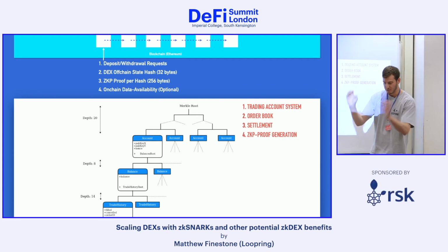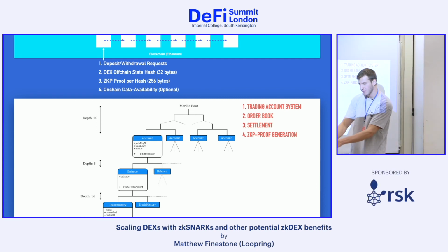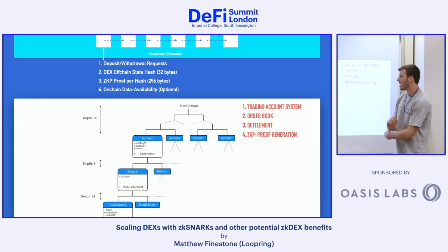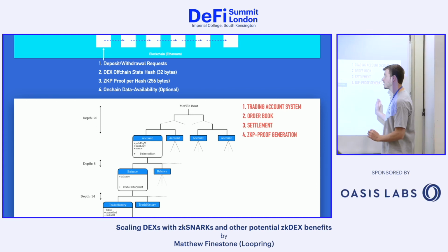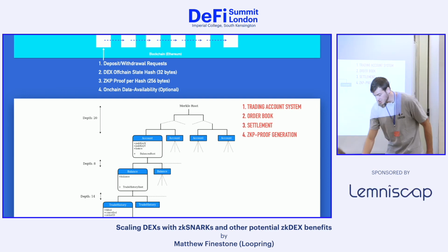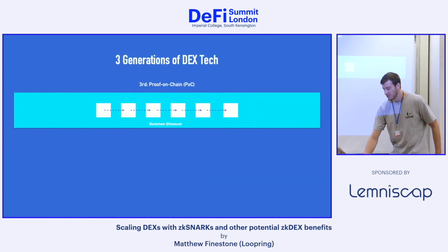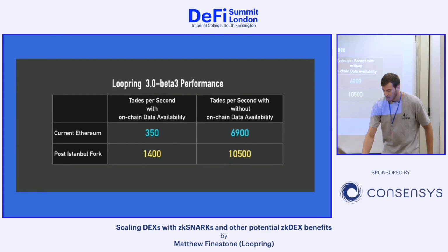So now you have the commitment of the new state, you have the proof that shows everything was great, and you have the data that could allow you to go backwards and reconstruct the Merkle tree. So now we'll get into some interesting properties.